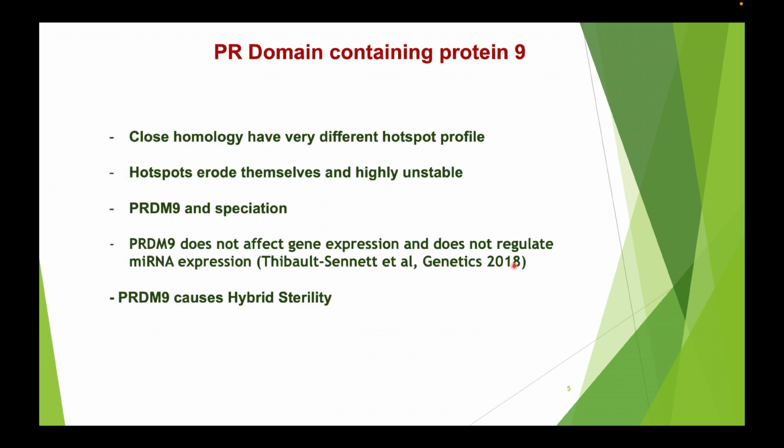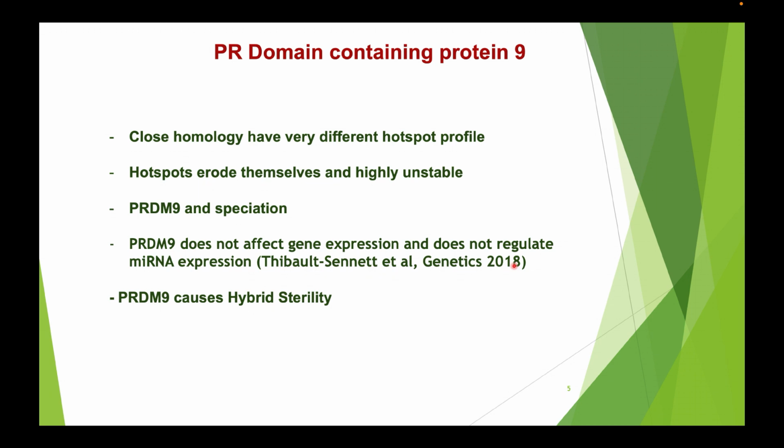As you already know, the PRDM9 protein has multiple zinc fingers, so it is highly polymorphic in its zinc finger domain, both in the number of zinc fingers and the sequence they carry. Because of this, two species with very close and very high sequence identity, like human and chimpanzee, can have very different hotspot profiles. And two individuals from the same species, if they have different alleles of PRDM9, have very different distributions of recombination hotspots.